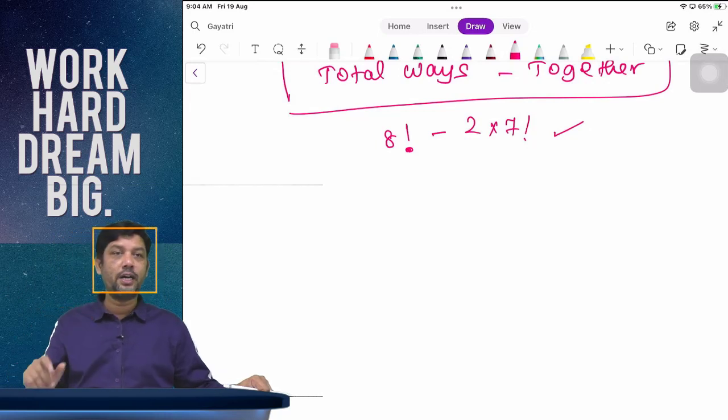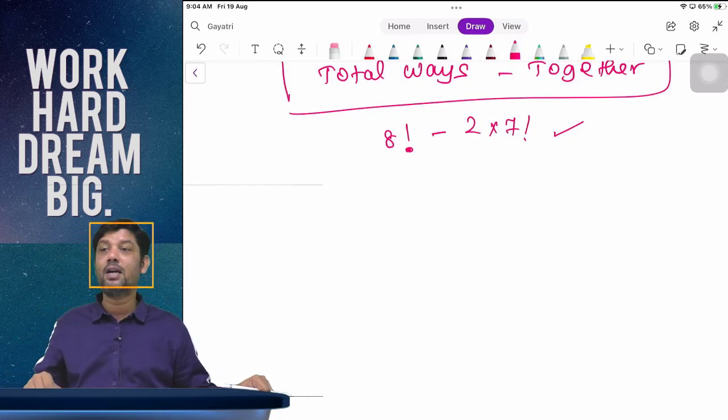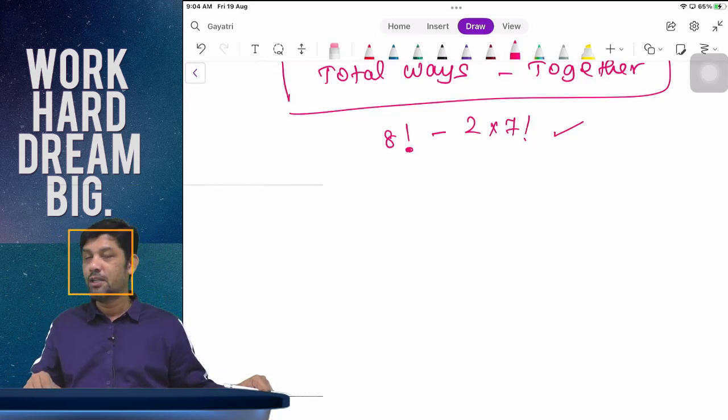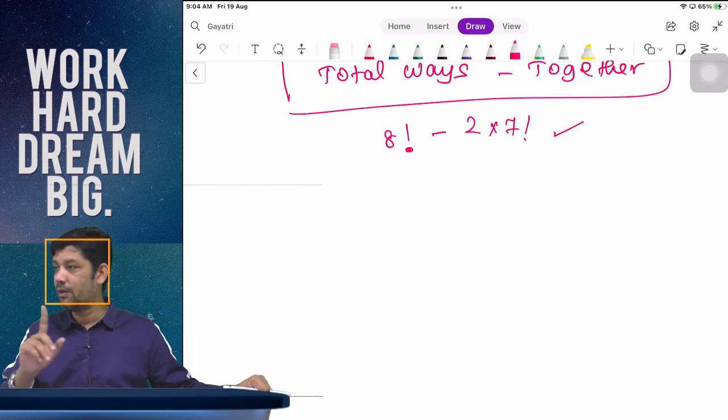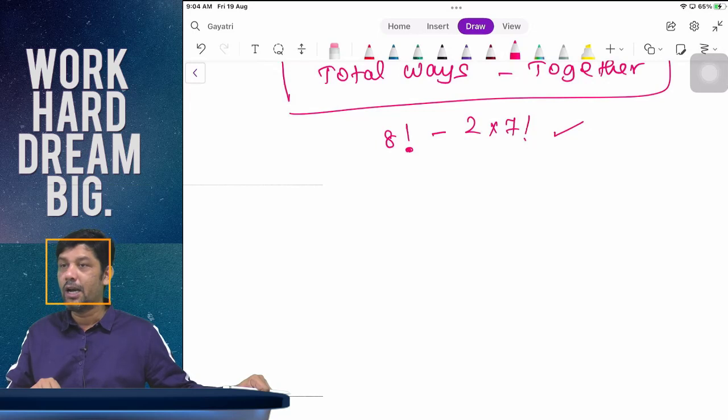We need to try to complete the 2 hour paper in 1 hour 45 minutes. So how to practice that, sir? Only one practice you can make, that is write n number of tests. As many tests as you can write, that is the only practice.